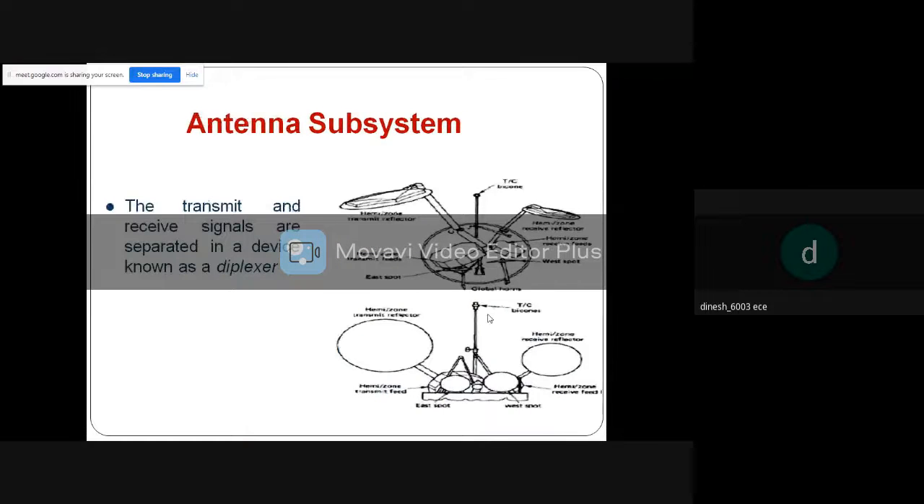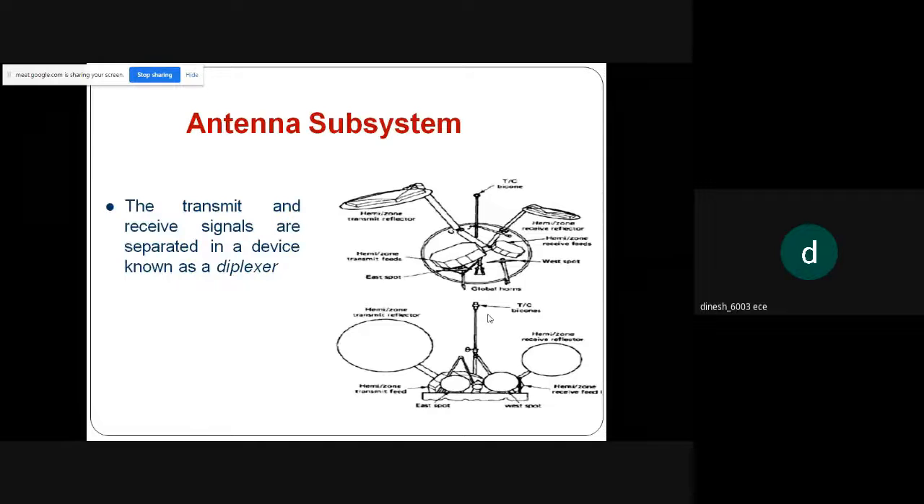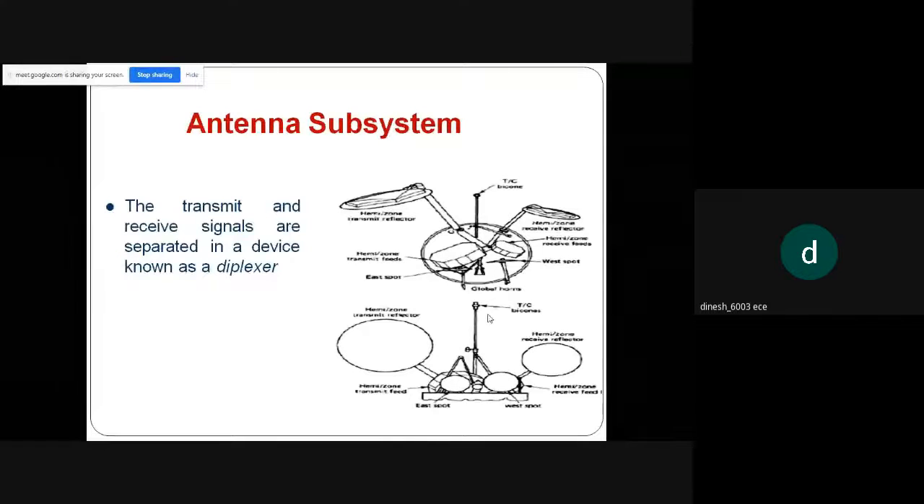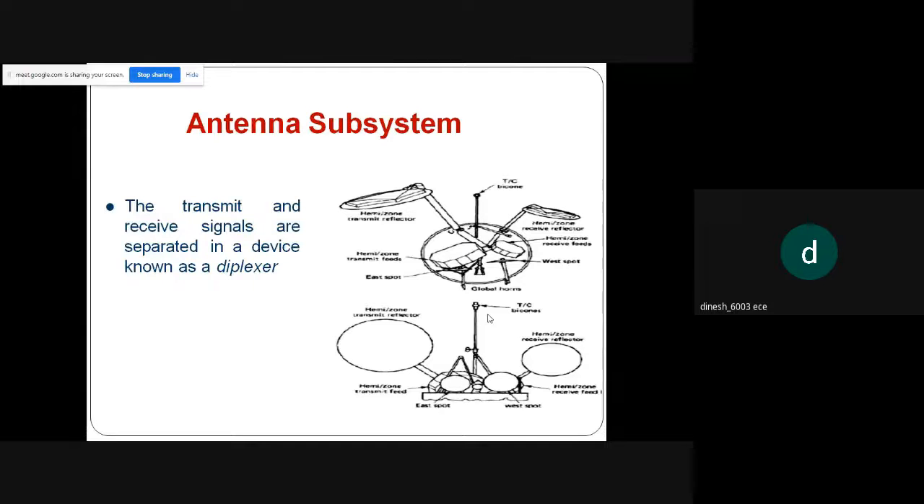So this is the structure of your antenna subsystem. The transmit and receive signals are separated in a device known as a diplexer. You can see hemizonal transmit reflector, hemizonal transmit feed, east spot, globe horns, west spot, hemizone receive reflectors, hemizone receive feeds. So this is just an example of the antenna subsystem that is used in a satellite for transmitting and receiving your signals.